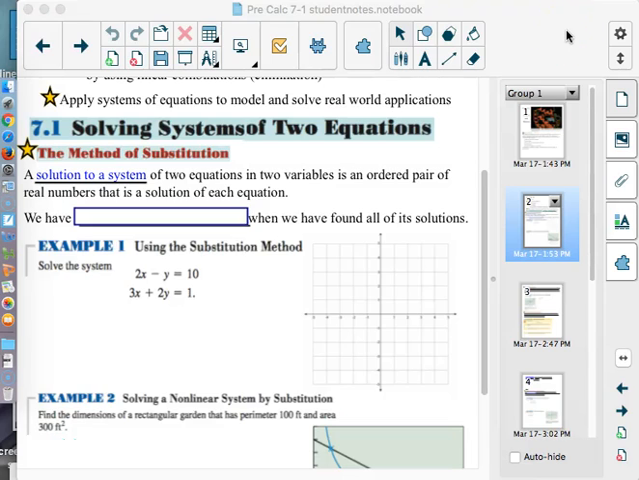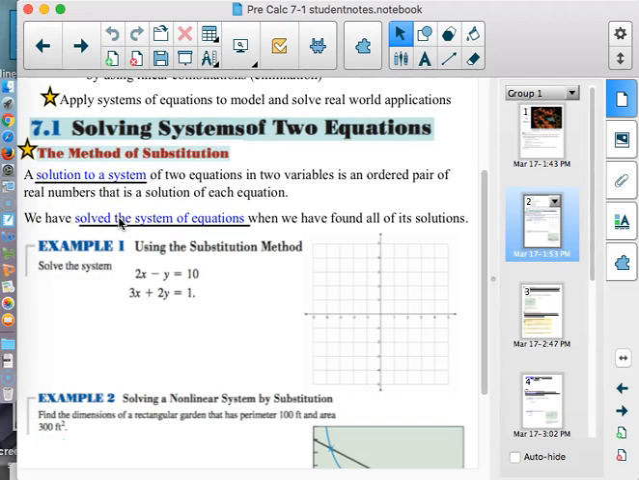So, solution to a system. To be a solution to the system, it has to work in not just one of the equations, but all of the equations, however many there may be. They have to work in all of them. So with two variables, an ordered pair of real numbers is a solution of each equation. And then we have solved the system of equations when we have found all of its solutions. You'll remember graphically, what we're doing is trying to find where they intersect. Where's the point or points that they hit each other.